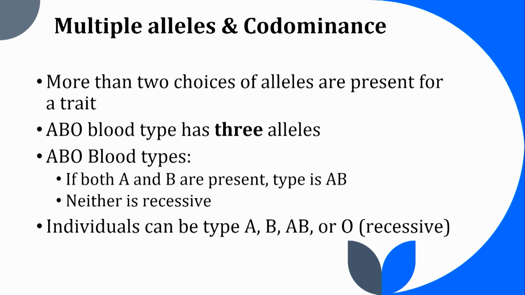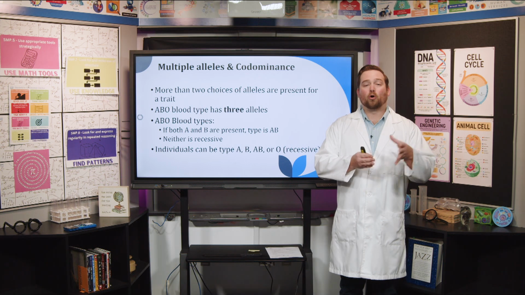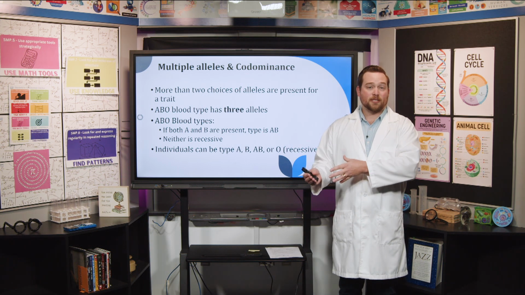That means if you have an allele for A-type blood and an allele for B-type blood, then your blood type would be AB. If you don't have the allele for A and you don't have the allele for B, then you would have O-type blood. Because there are actually 3 alleles here, there are multiple different blood types that you can have.